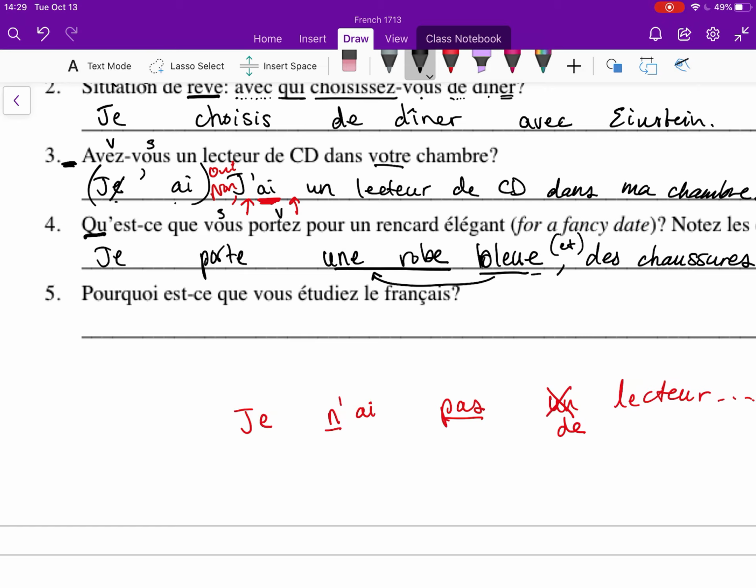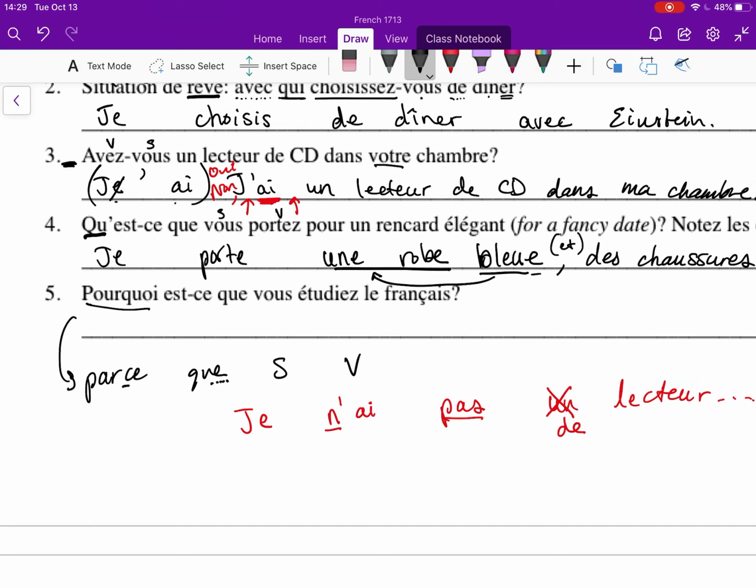Pourquoi est-ce que vous étudiez le français? Do you have a question word? Here it is. Pourquoi, which means why. You'll answer pourquoi questions always with parce que plus a new subject and a verb. It's important that parce que be spaced out. It's two words. And spelled correctly with a C, not an S.